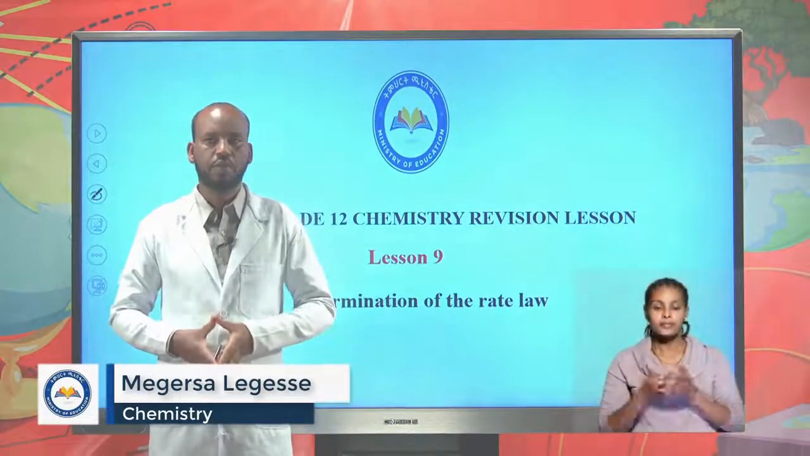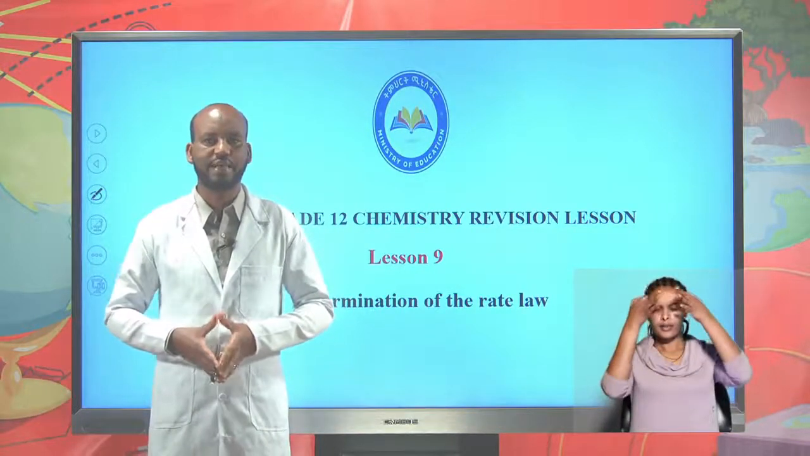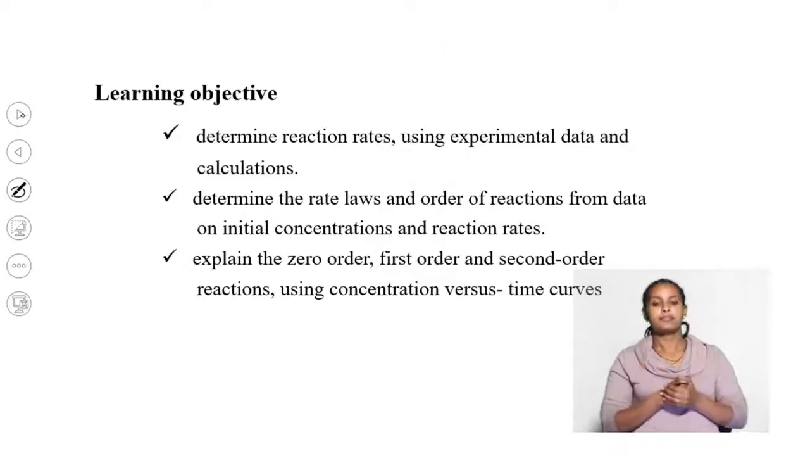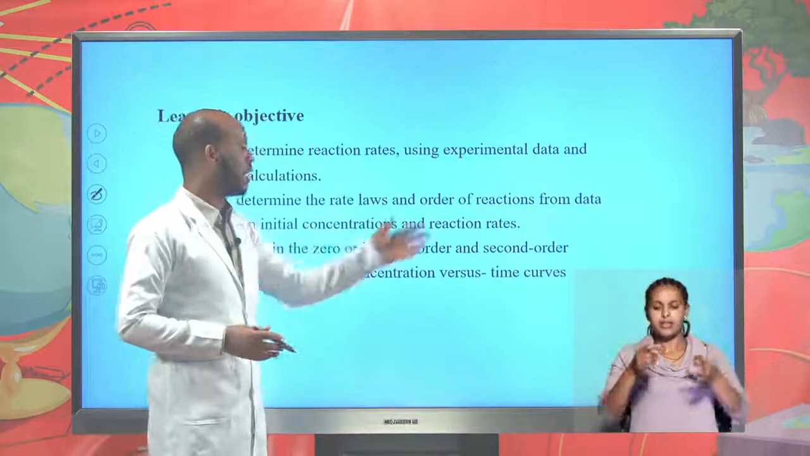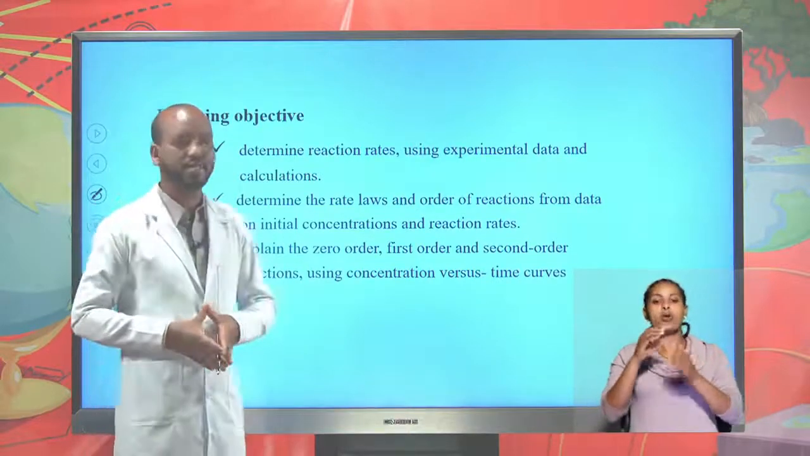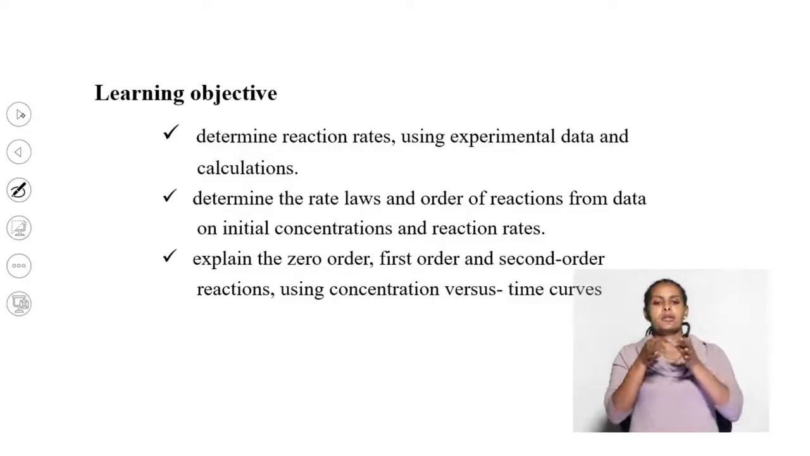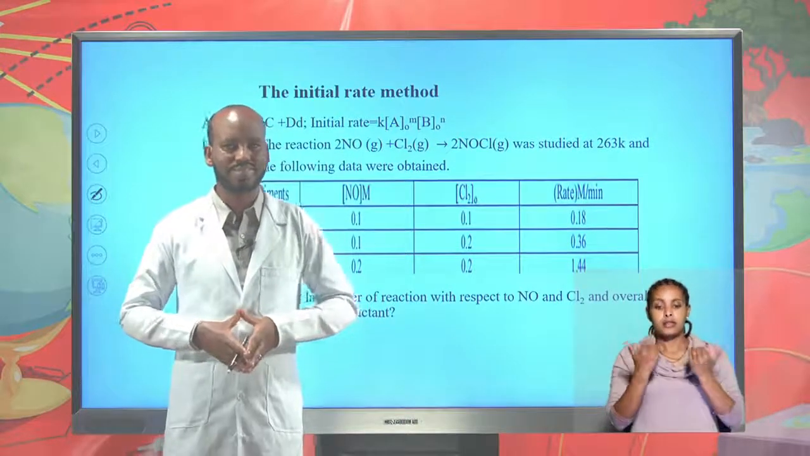Hello students, welcome to grade 12 chemistry revision lesson on determination of the rate law. At the end of this lesson, you will be able to determine reaction rates using experimental data and calculations. Determine the rate law and order of reactions from data on initial concentrations and reaction rates. Explain the zero order, first order and second order reactions using concentration versus time curves. Students, if you are ready, then we will get started.